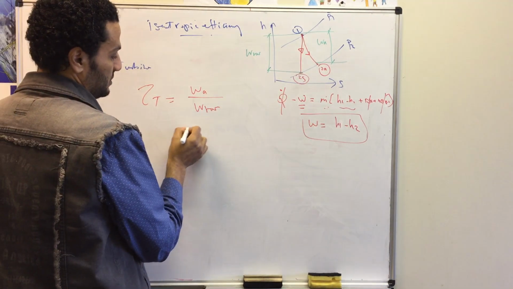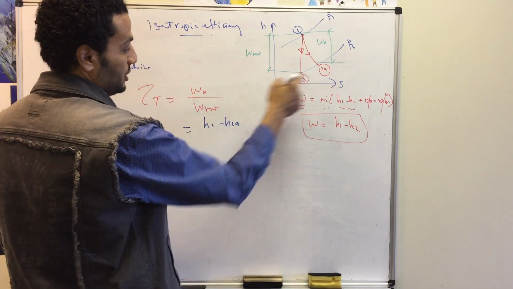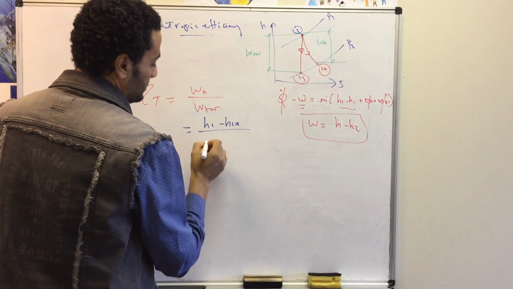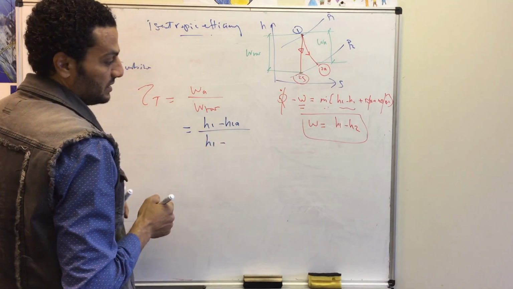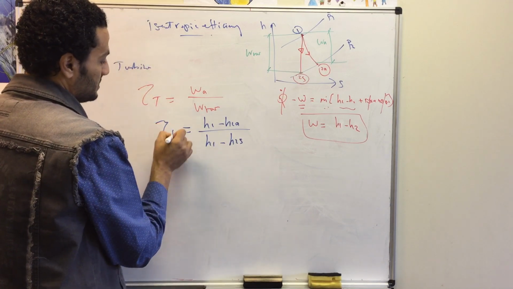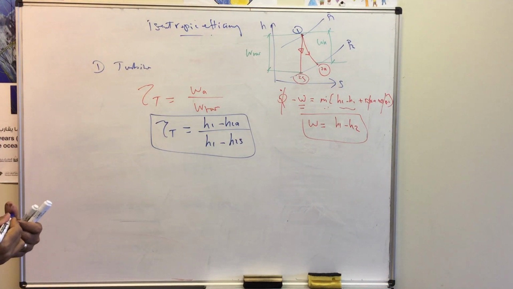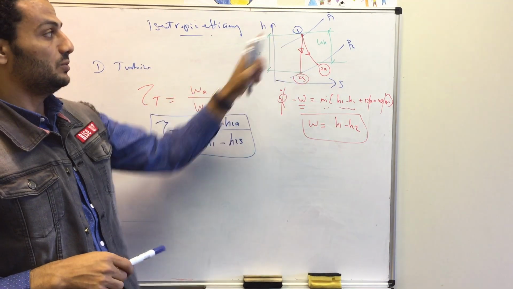So the isentropic efficiency of the turbine will equal to H1 minus H2 actual, which is the actual work, divided by H1 at the inlet of the turbine minus H2s. And this is actually the isentropic efficiency of the turbine. So for a turbine, we do have the condition at point 1.